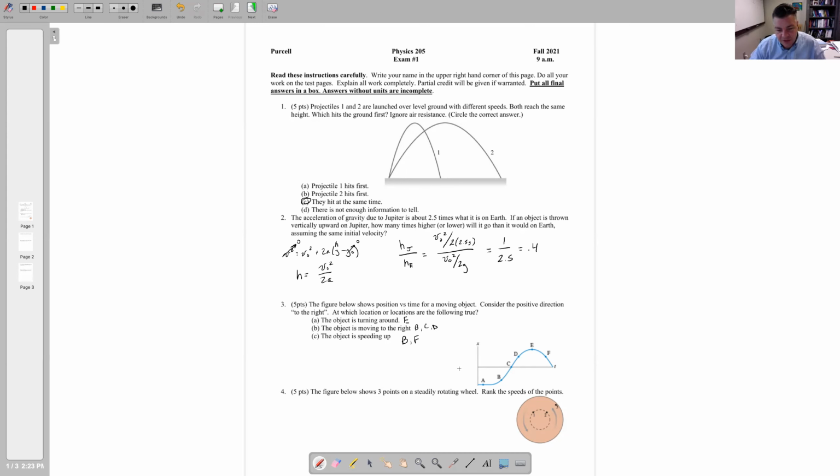And then the figure below shows 3 points on a steadily rotating wheel. Rank the speeds. Well, for each one of them, we talked about the period will be the same, right? So the period is the same for each of these. And the speed will be the circumference of the circle it goes around, divided by the period. And they're all going to share the same period. So really, we just need to look at radii. So the speed at 3 is going to be greater than the speed at 1, which is the same as the speed at 2. Okay, this is kind of like a conceptual version of that mountain climber problem on your homework.